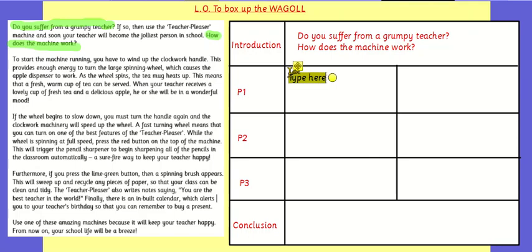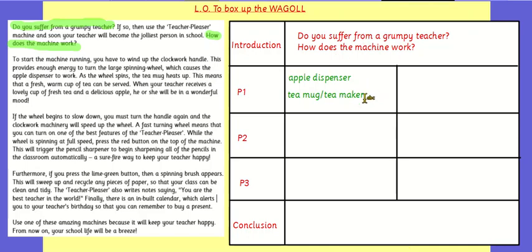Right, so the feature of the machine that paragraph 1 is talking about is the apple dispenser. We know that this machine has an apple dispenser. As the wheel spins, the tea mug heats up. This means that a fresh warm cup of tea can be served. So there is also a tea mug or a tea maker that keeps your teacher happy. When your teacher receives a lovely cup of fresh tea and a delicious apple, he or she will be in a wonderful mood.